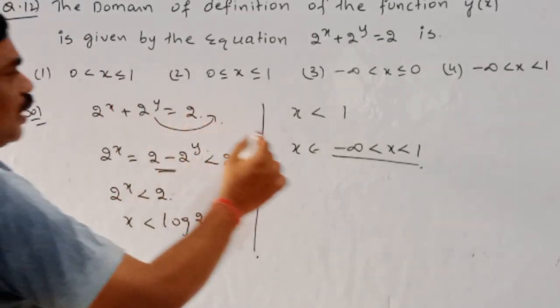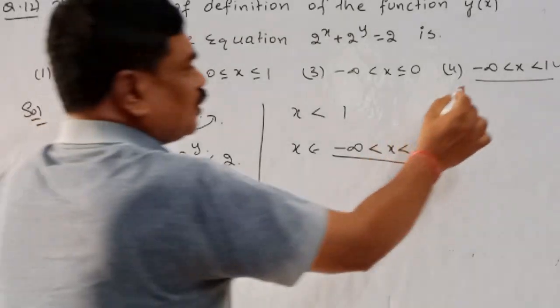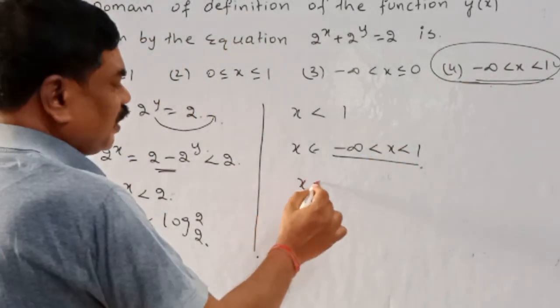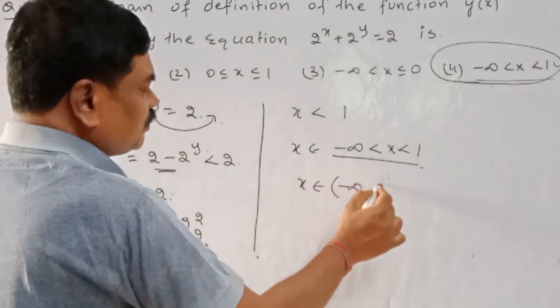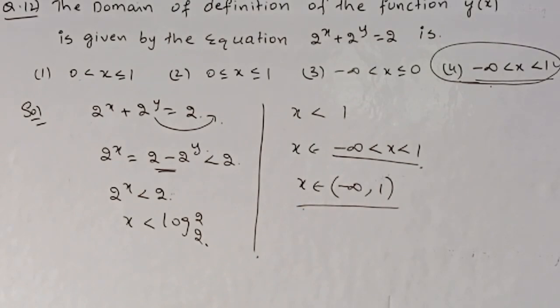So here option 4 is the correct answer. Option 4 is the correct answer. Or x belongs to minus infinity to 1, open interval. That's all.